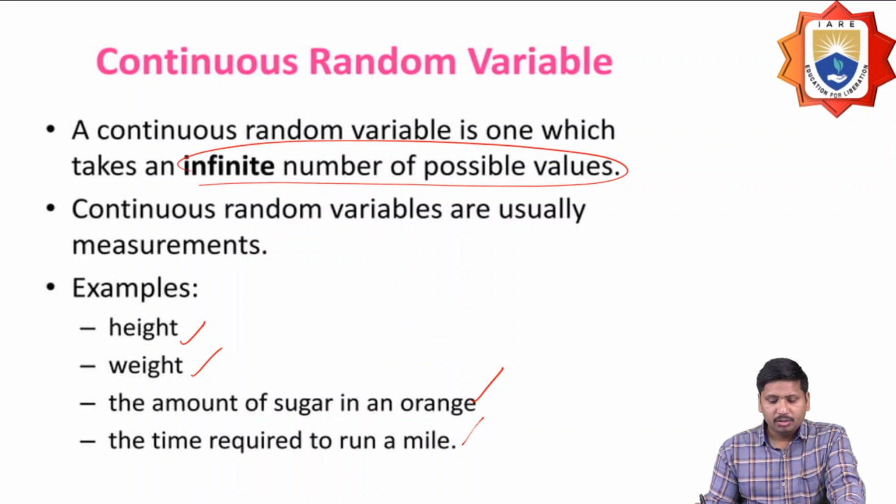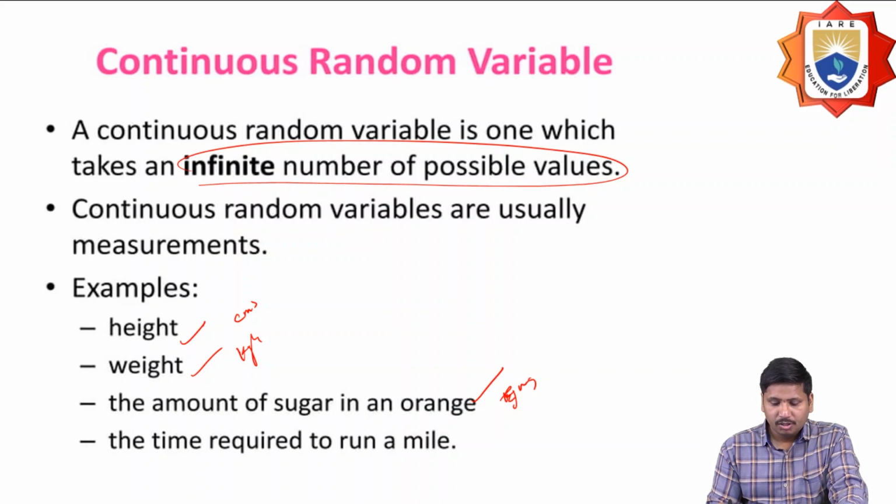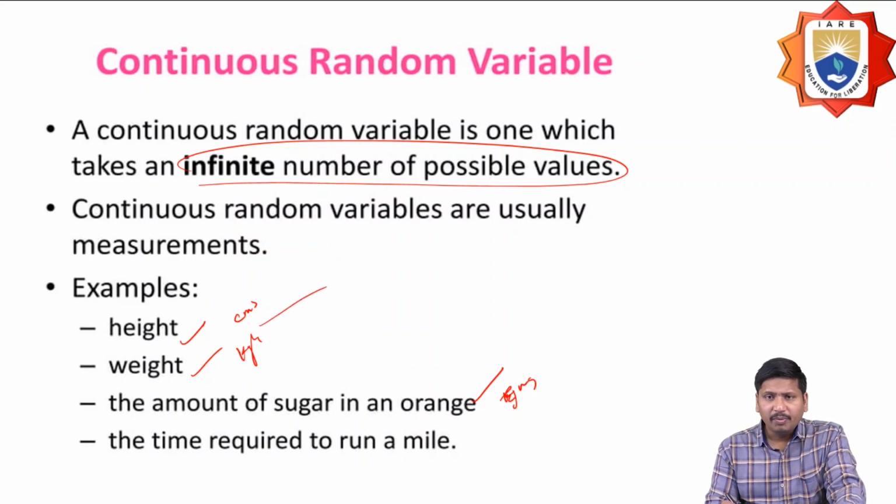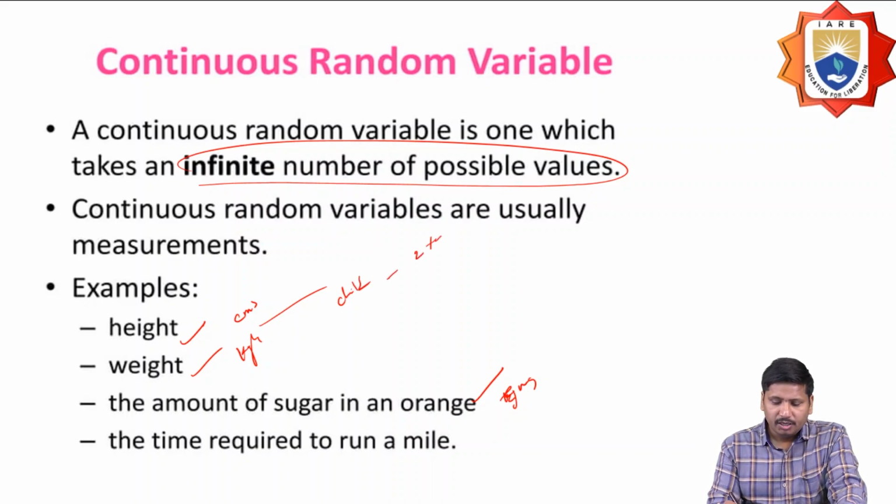Continuous means that the value of the variable changes with respect to time. A continuous variable is one which takes an infinite number of possible values, and continuous random variables are usually measurements. Height I can measure in centimeters, weight in kgs, amount of sugar in an orange in milligrams, and then the time required to run. If I take a child, what is the height in the second year? What is the height in the third year, fourth year, like this?